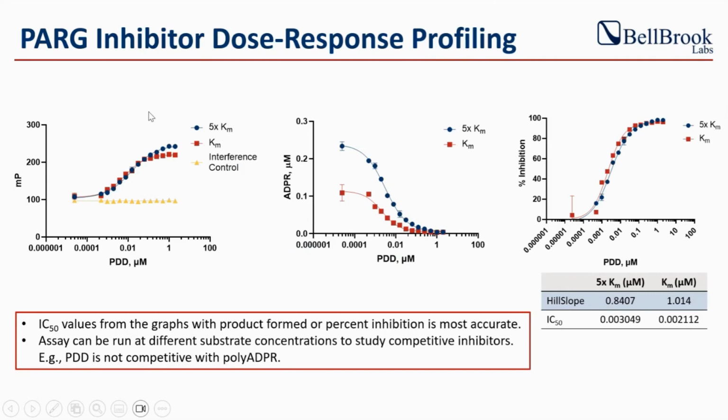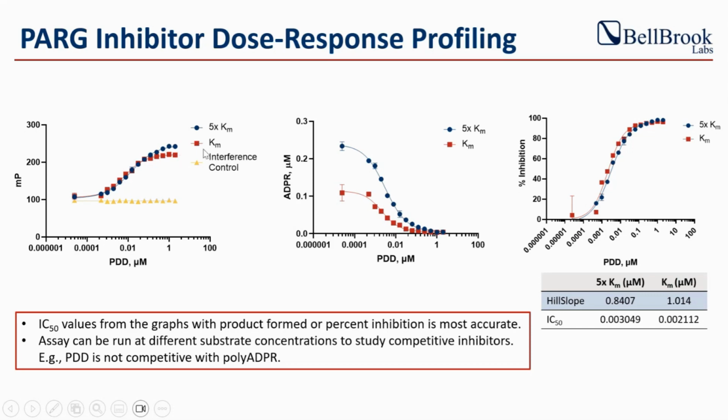And here I want to show an example of PARG inhibitor dose response curve profiling. So we have 3 different kinds of dose response curves here. The MP value, this is PDD, a known inhibitor for PARG, and I use that as an example here. And then I have the MP value converted to ADPR formed, and then I have the percent inhibition further calculated from the amount of ADPR formed.